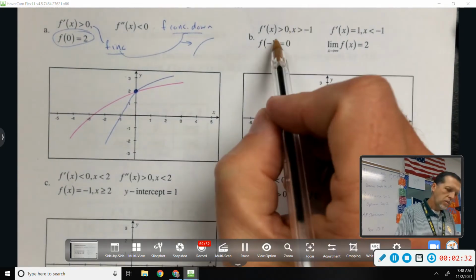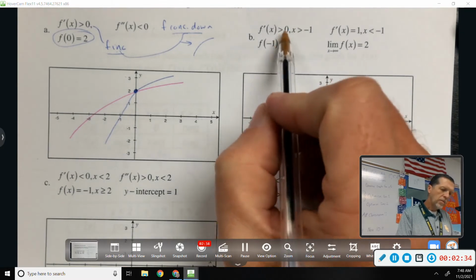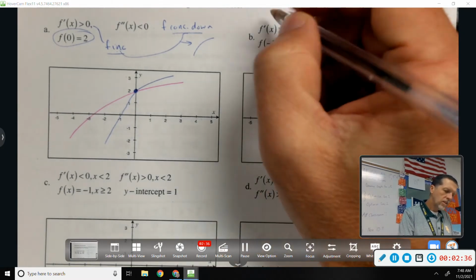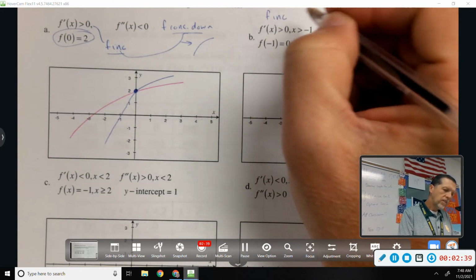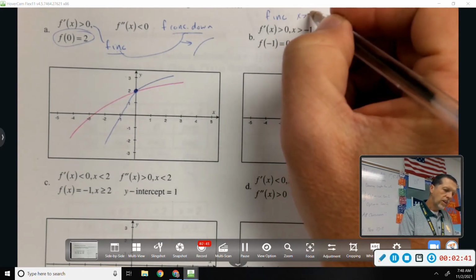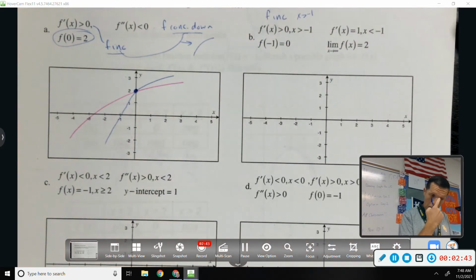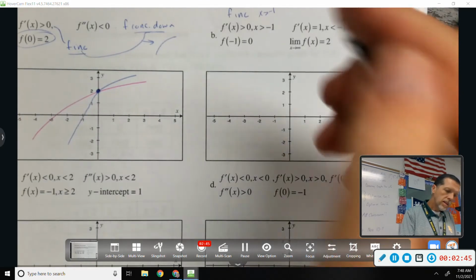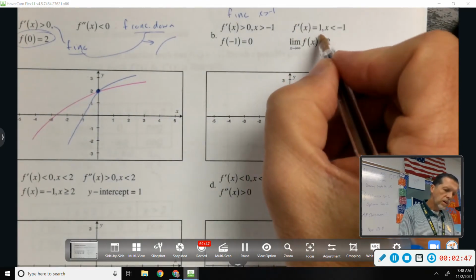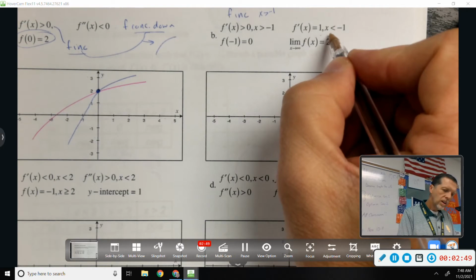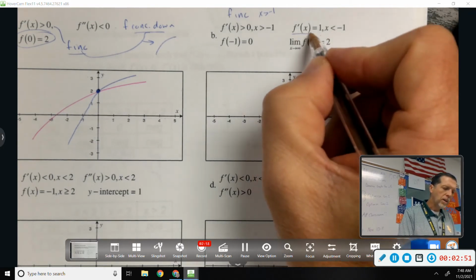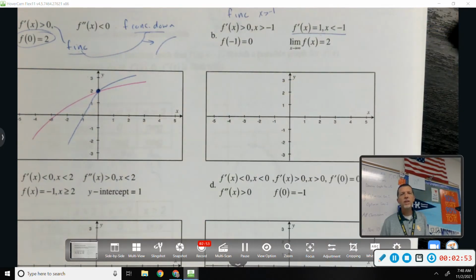All right, part B. F prime greater than 0. So f is increasing when x is greater than -1. F prime equals 1. Oh, what's this mean? F prime equals 1 when x is less than -1. F prime equals 1. Horizontal would mean f prime is 0.